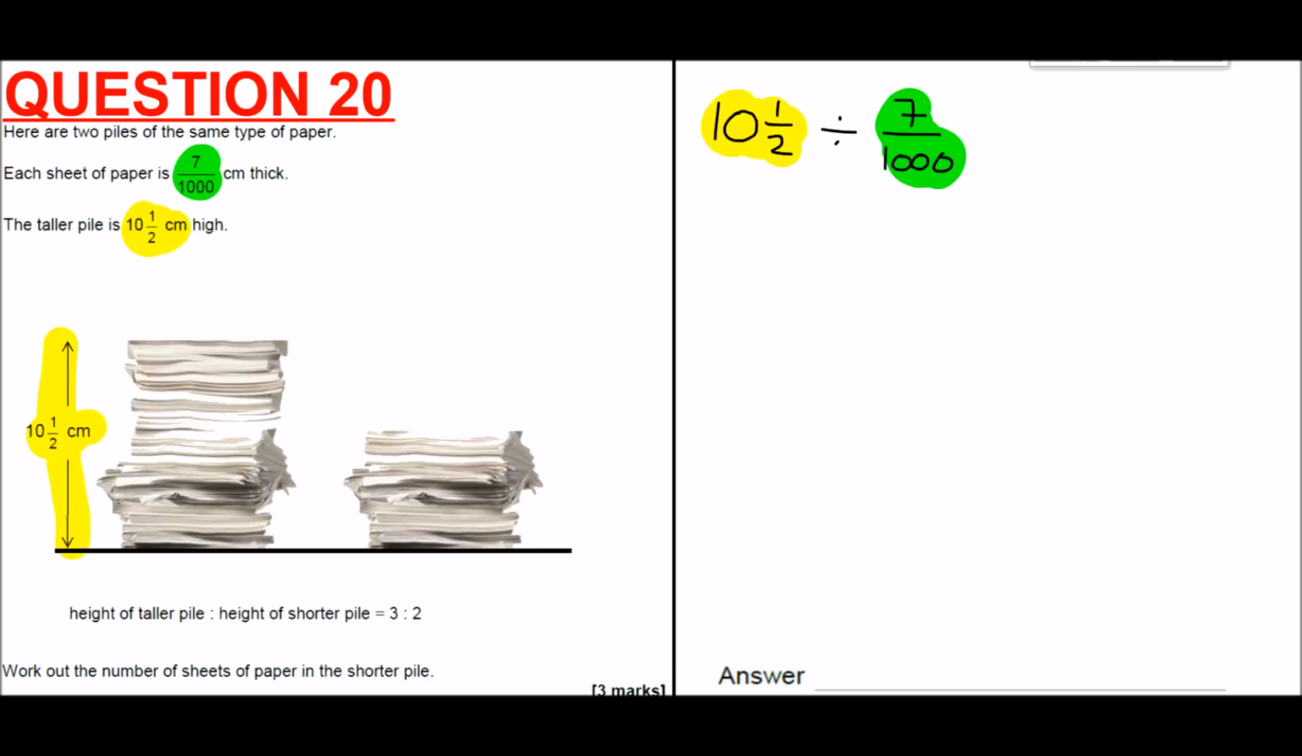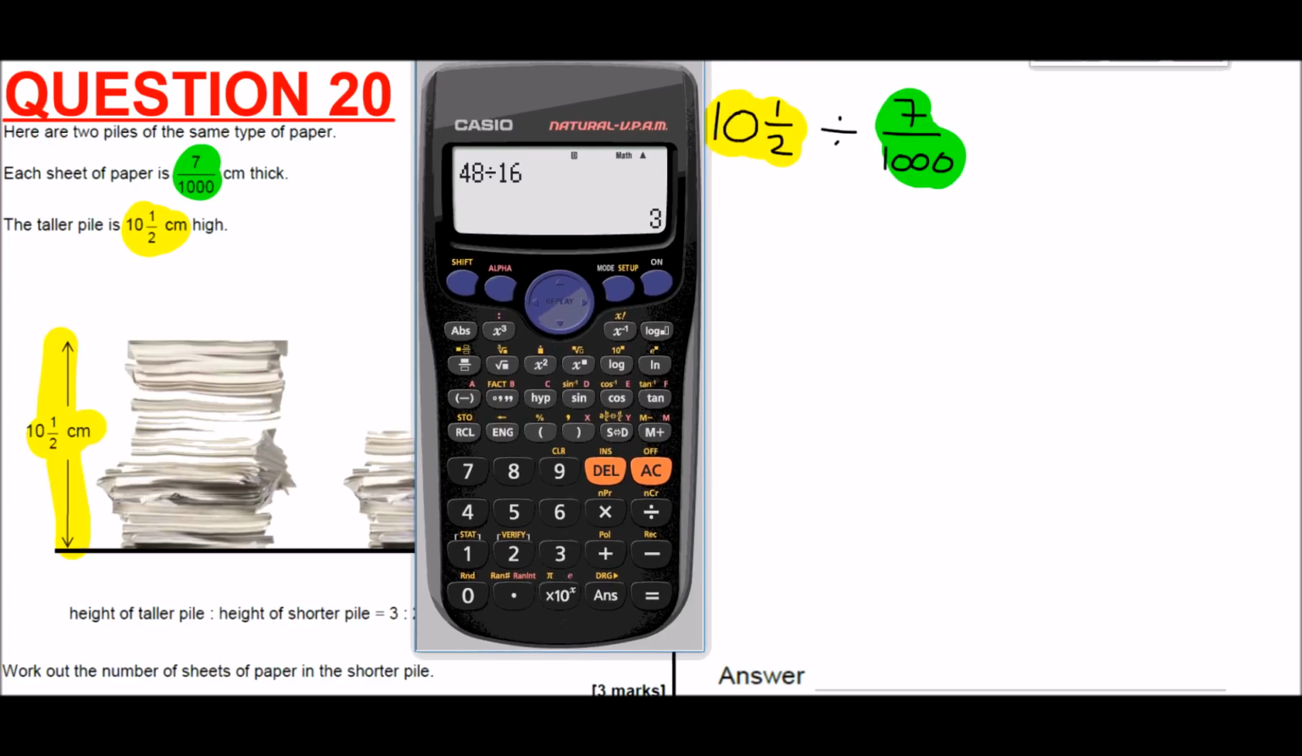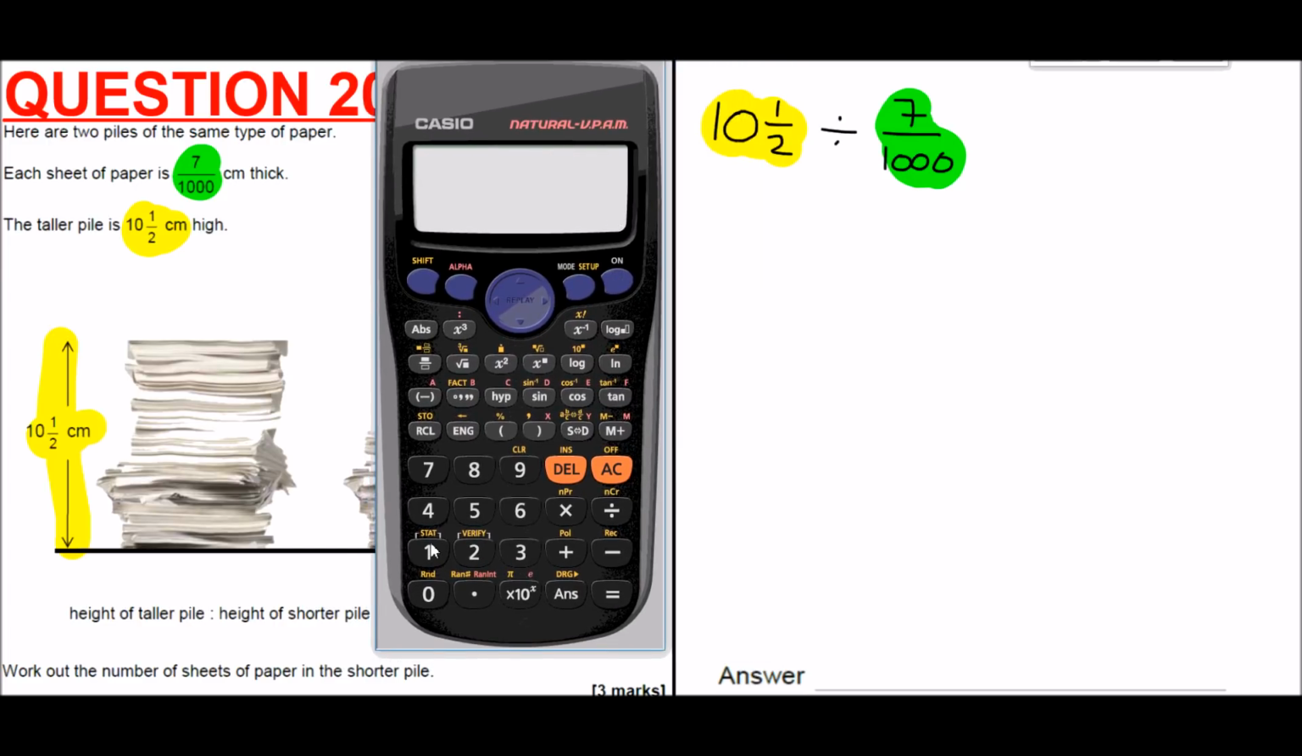10.5 needs to be typed in a certain way, so we can't just do 10 then use a fraction button to put a half. There's actually a button on a calculator for doing mixed numbers. On a Casio calculator like this, it'd be Shift, then the fraction button. Then type in 10 first for the whole number part, and the fraction part of a mixed number we can type in after. So 10.5.